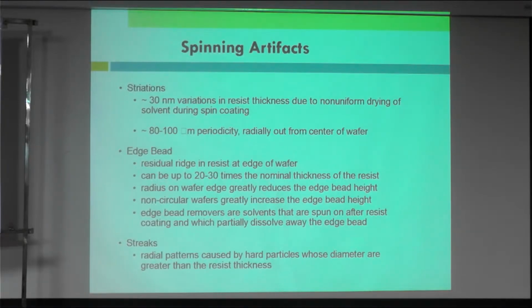And edge bead residue reaches the resist at the edge of the wafer. So this is what I've shown before, and it can be up to 20 to 30 times the nominal thickness of the resist. So it looks easy, but somehow the process parameters need to be optimized in order to have a good thickness of photoresist. That is, I mean, what can be done here.